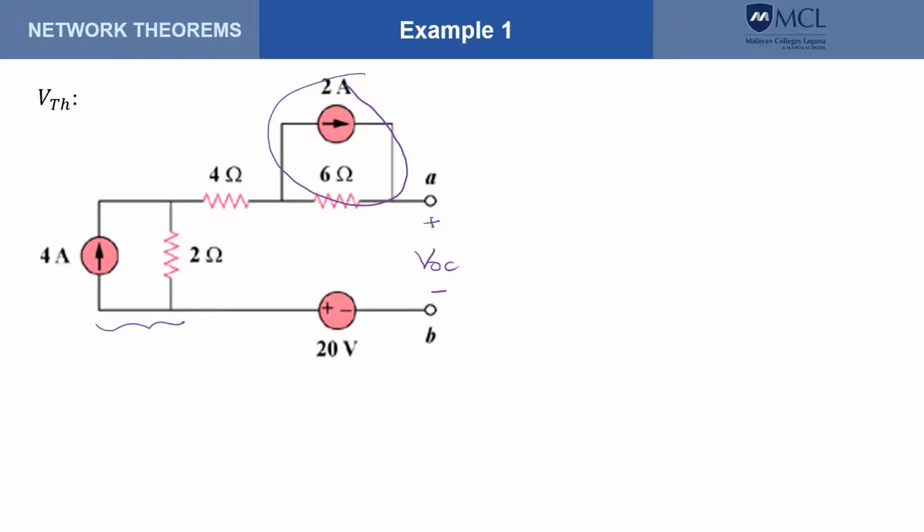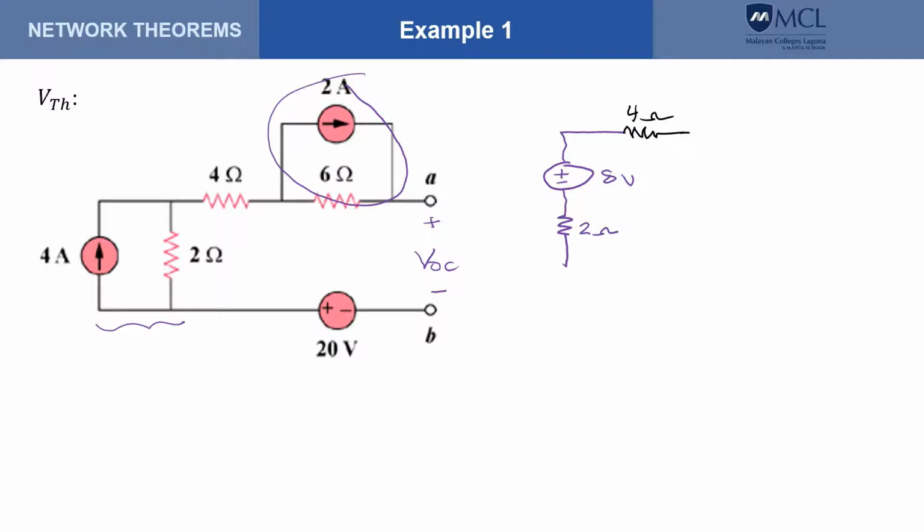For the 4 amperes and 2 ohms, we have a voltage source that is in series with the resistance. This is 2 ohms, and the voltage is 4 times 2, so 8 volts. Okay, and this is our 4 ohms here.